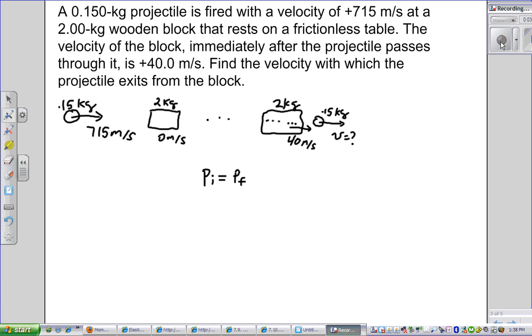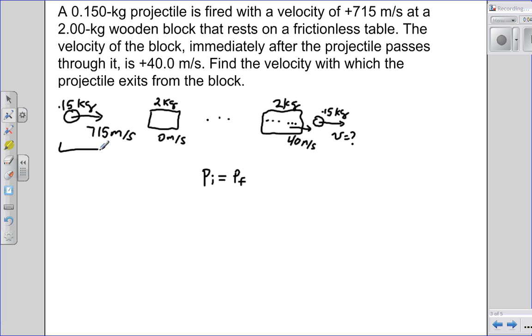A different kind of problem we're going to run into is something like this one. It says a 0.15 kilogram projectile is fired with a velocity of 715 meters per second at a 2 kilogram wooden block that rests on a frictionless table. The velocity of the block immediately after the projectile passes through it is 40 meters per second. Find the velocity with which the projectile exits from the block.